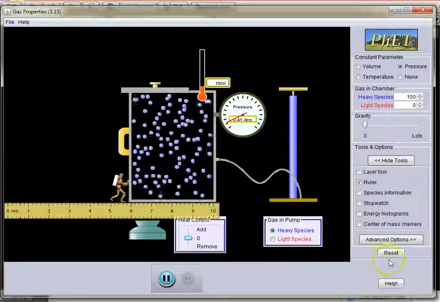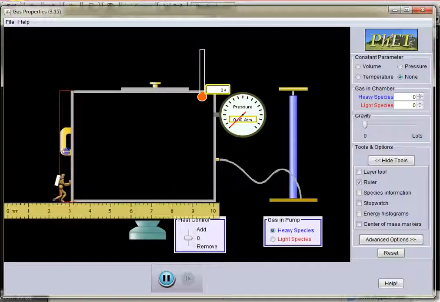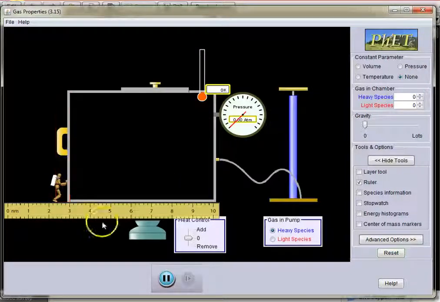All right, let's do the reset now, and set the constant parameter to none. So we have basically proved all three laws. Now let's talk about the ideal gas law and see if we can play around with that. Hit reset, hit none, and change this to 3. Now we've got about 7 units of volume here. Then we change the constant parameter to temperature.